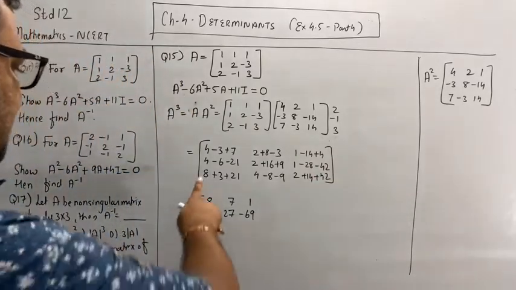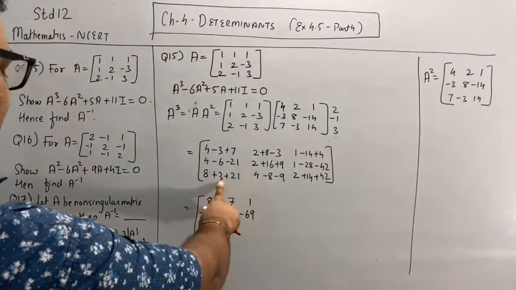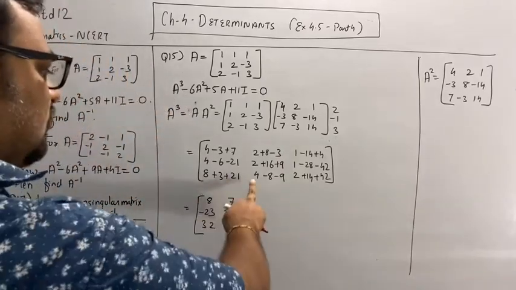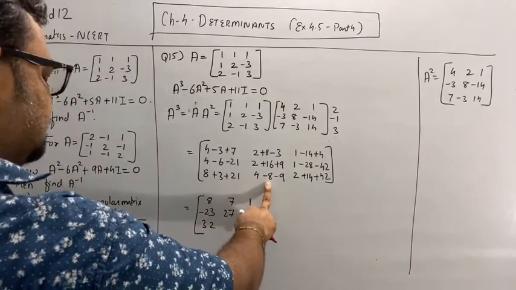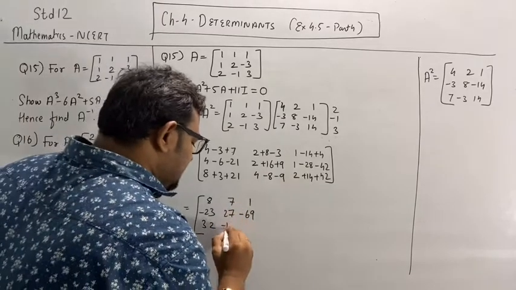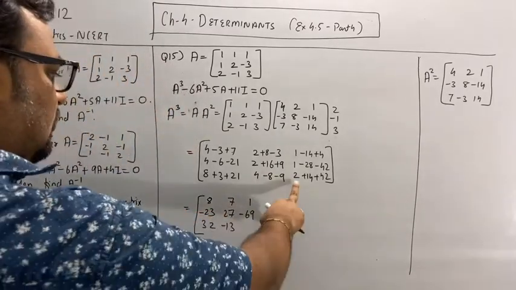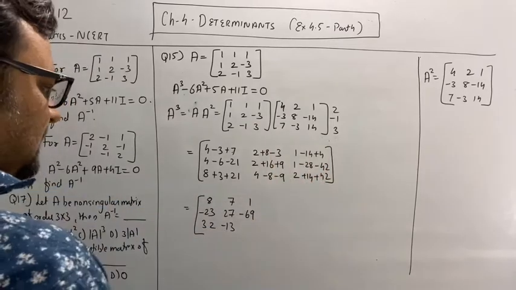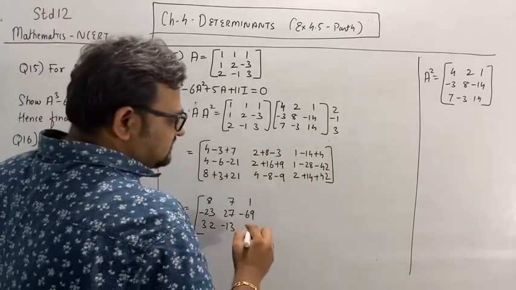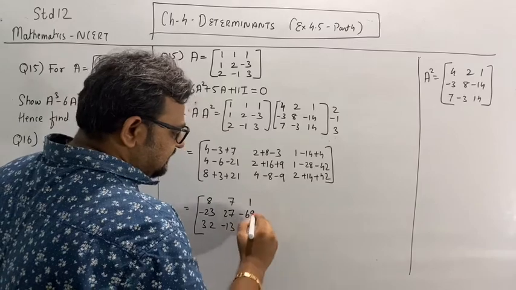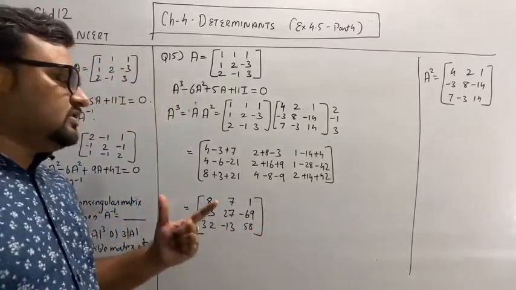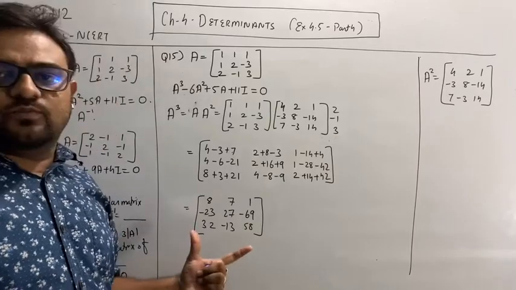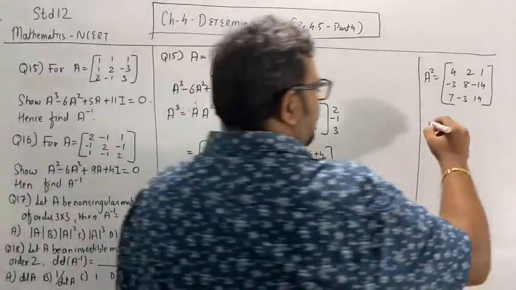Okay, so let's calculate 8 plus 3, 11, 11 plus 21, 32. 4 minus 8, that is minus 4 minus 9, minus 13. Okay, 2 plus 14, that is 16. 16 plus 42, so 58. Okay, so this is the value of A cube. So let me note it down here.